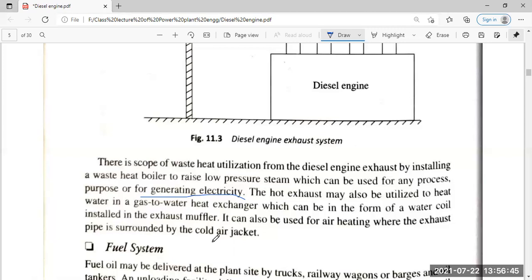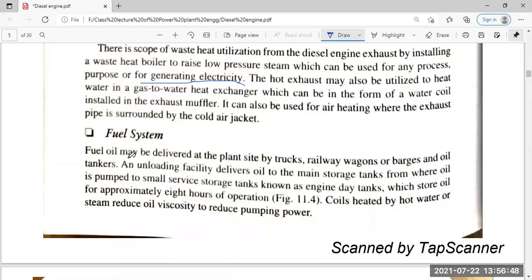What is the fuel system now? The fuel oil may be delivered at the plant site by trucks, railway wagons, barges, or oil tankers, mostly oil tankers. Sometimes on a small scale, you can use a container of fuel on a truck, or you can have LPG-like cylinders filled with diesel oil, which can be moved by truck for easy convenience. Sometimes railway wagons are built as diesel oil tankers, and barges too, so we can use many methods of transporting the fuel.